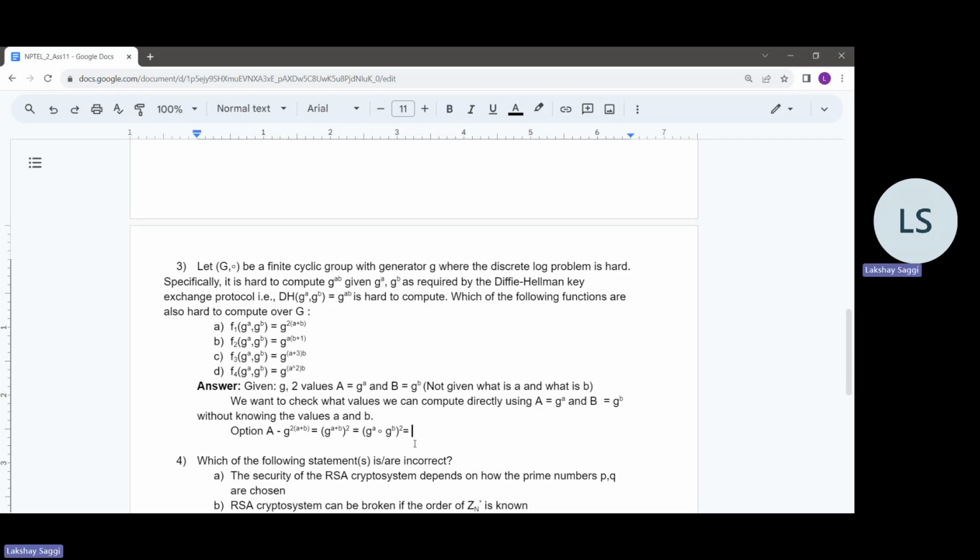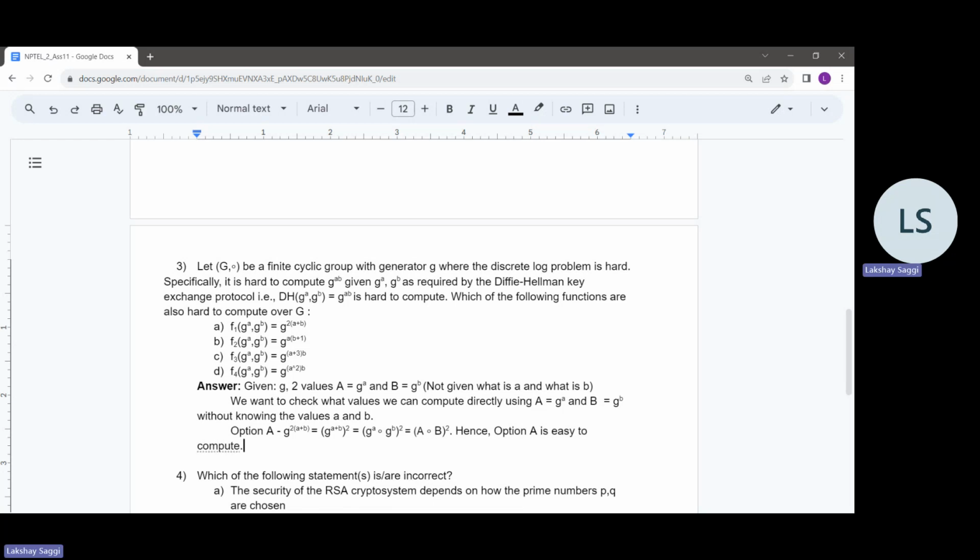And we already know the values G raised to the power A and G raised to the power B. These values were already given to us as capital A and capital B. So it will be nothing but capital A times capital B, and we can always square easily. So hence option A is easy to compute.